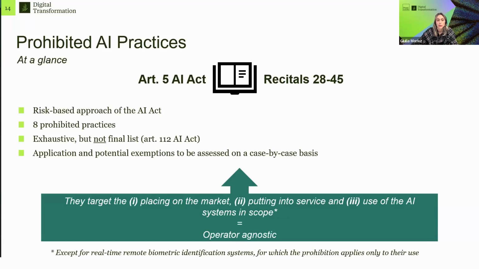It's also important to note that the concept of use here needs to be interpreted in a very wide way. This would include also misuse, reasonably foreseeable or not, and regardless of the existence of potential contractual limitations between the provider and the deployer that may limit or exclude a specific use. So the approach here is really a practical one.